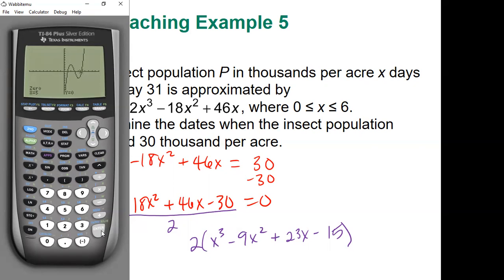But what if they were decimal values? Would I have known that from my table? No. So you've got to be comfortable being able to navigate both. Okay.